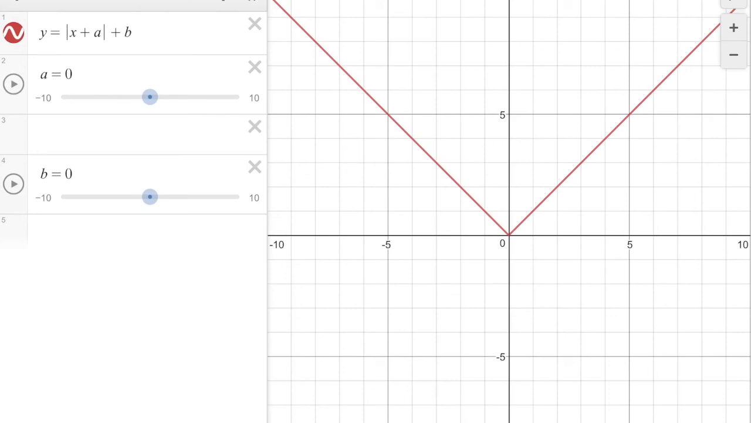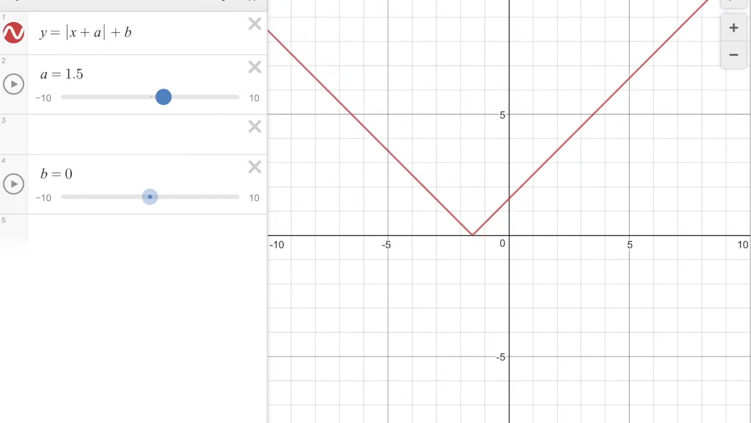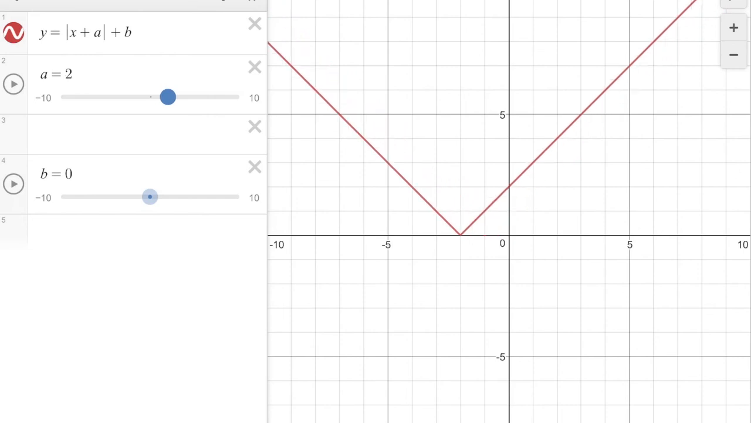Now, what does a do? If b is positive, it goes up, and if b is negative, it goes down. That's intuitive. What if a is positive? We might think, oh, positive values are to the right, and if a is negative, we go to the left. Let's test that hypothesis. If a is positive, will it go to the right? Where is the v shifting? It shifted to the left.